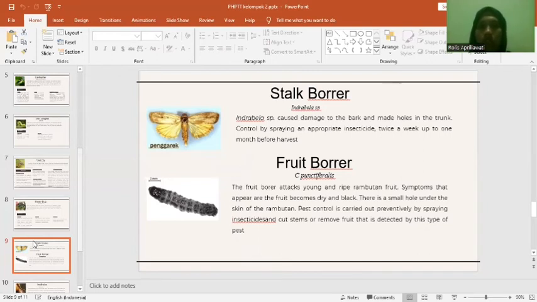Fruit borer or C. punctiferalis. The fruit borer attacks young and ripe rambutan fruit. Symptoms that appear are the fruit becomes dry and breaks. There is a small hole under the skin of the rambutan. Pest control is carried out preventively by spraying insecticide and cutting stems or removing fruit that is detected with this type of pest.